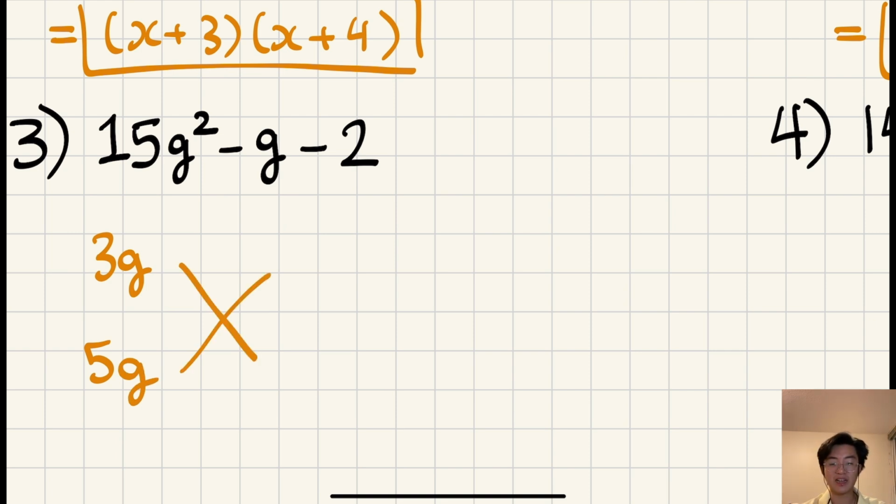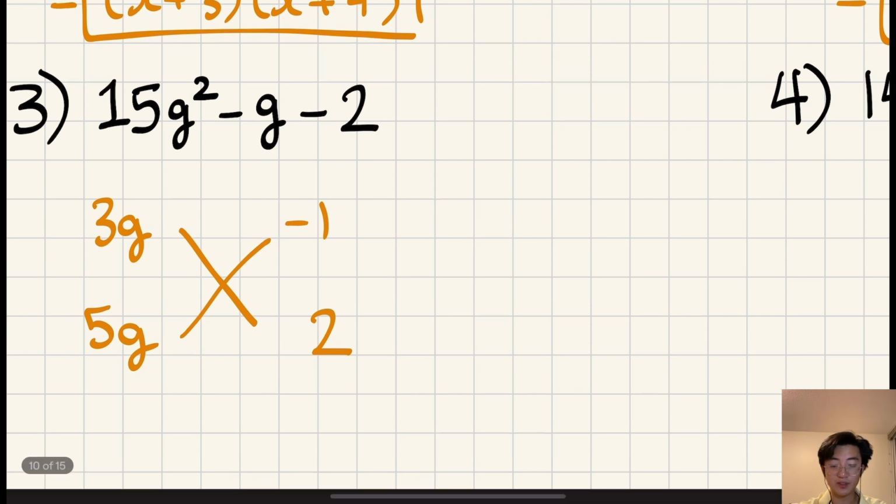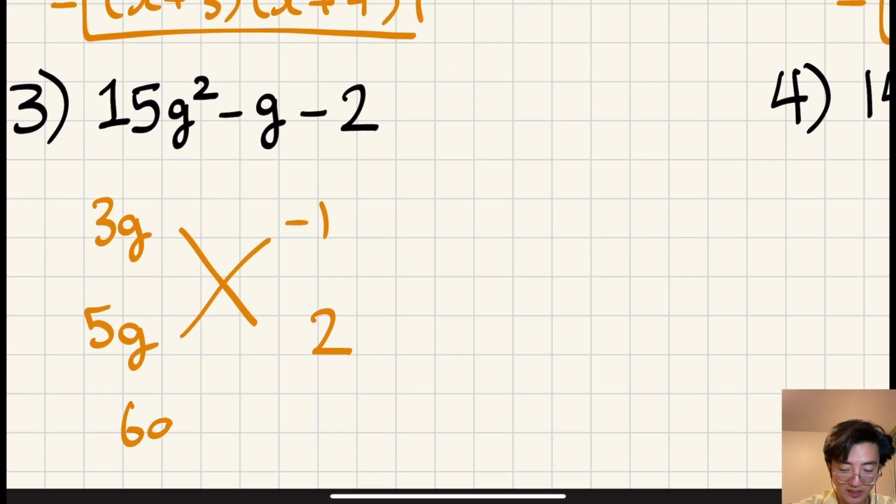All right, so now let's take the factors of 2. Let's do 1 and a 2. Because it's a negative 2, we want to make sure one of the factors is negative, so we pick negative 1 here. So we get 3g times 2, we get 6. And then we get 5g times the negative 1 is minus 5g. Oh, perfect. Well, we're close.